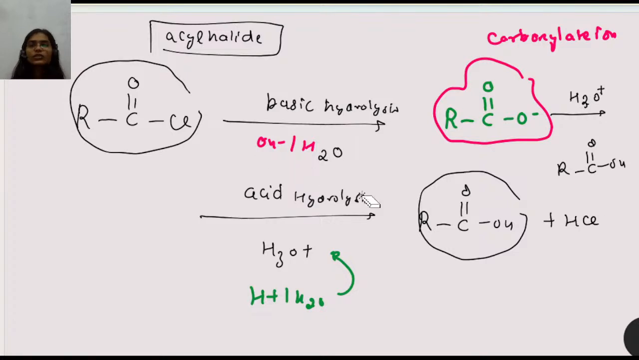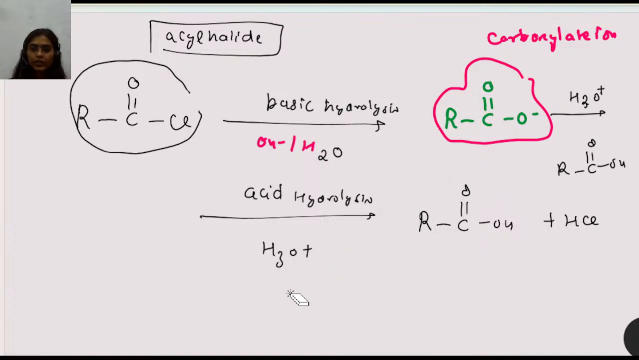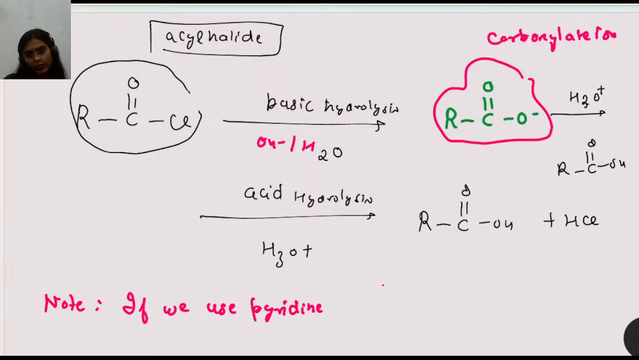For this reaction, there's an important note: we have to use pyridine. I hope you know what pyridine is. This is how pyridine looks. What is the case here? Pyridine has a lone pair, right? So it's a very good base, and it starts consuming the HCl.